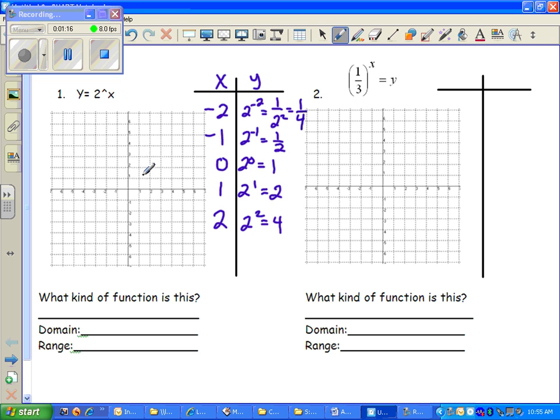-2 is at a quarter. -1 is at a half. 0 is at 1. 1 is at 2. And 2 is at 4. And it's just going like this. For our graph, put arrows on it. This would be exponential growth.